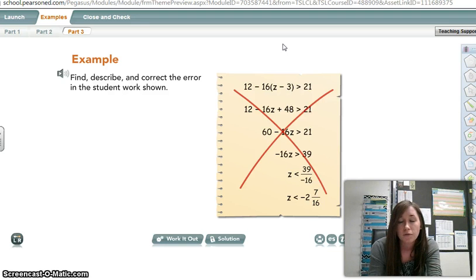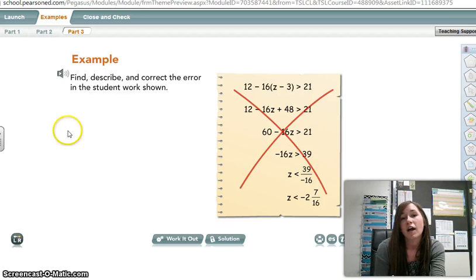All right, so the best way to really go through and try to find an error is to go through the steps just like you are doing that. And you can write it out and go through all the steps, or you can really just read and go through it step by step.